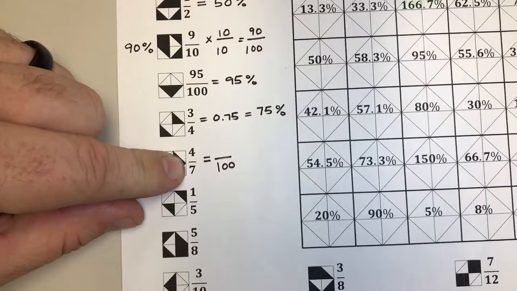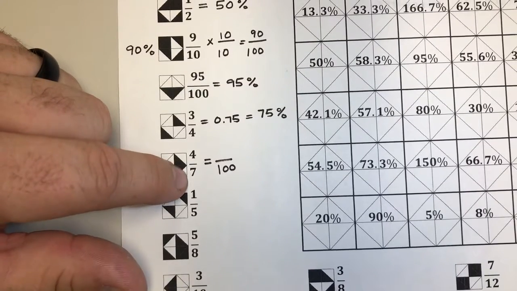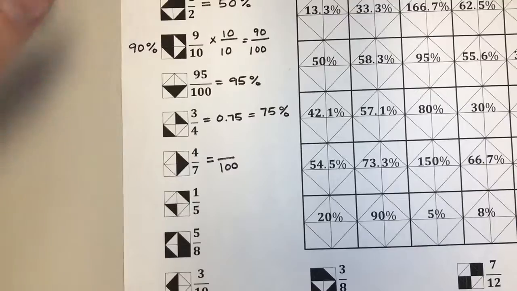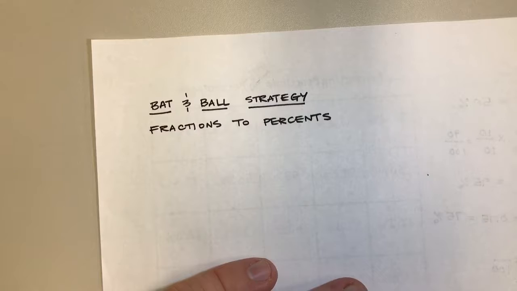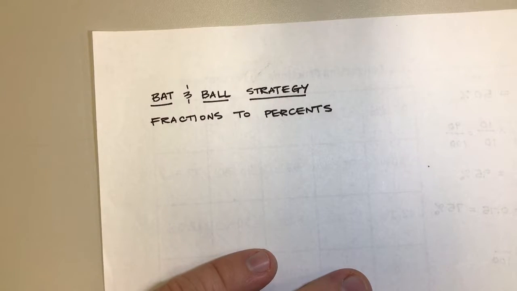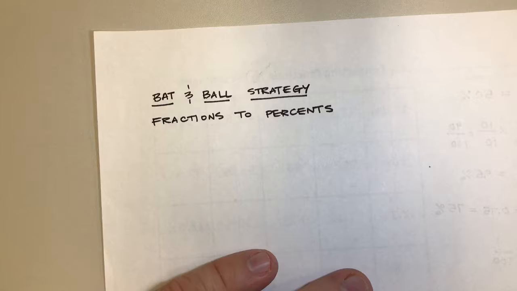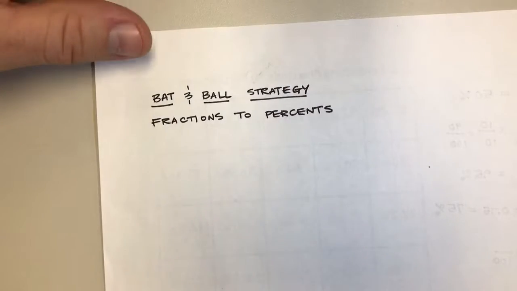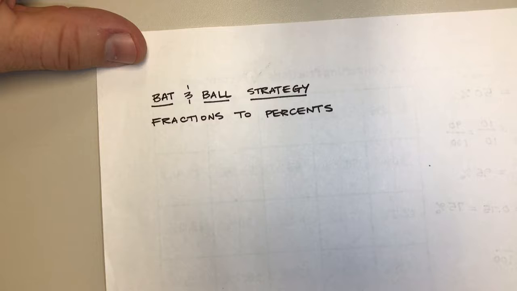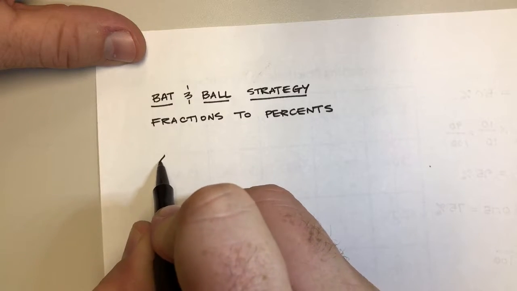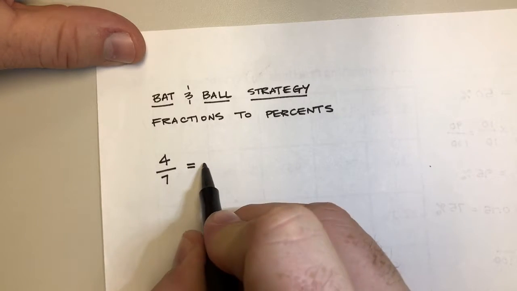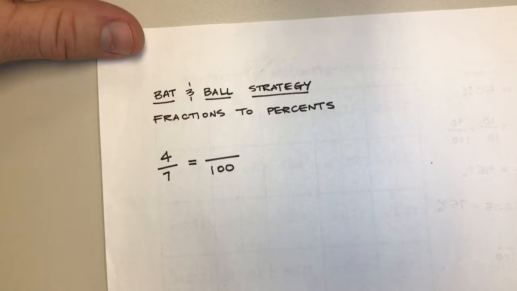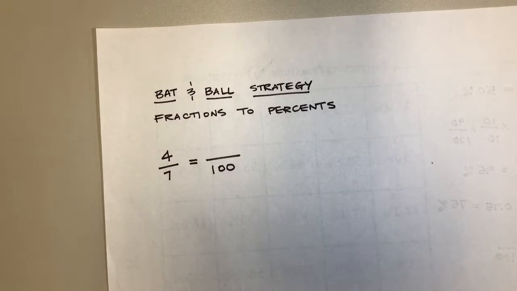For these types of fractions where the denominator is more difficult to get to 100, we're using for now the bat and ball strategy to get fractions to percents when they are like that. So here's a demonstration of that strategy, and it works with any fraction that you need to find a percentage of. The example we were talking about was 4/7, and we wanted to make it equivalent to a fraction with a denominator of 100, because that way we find the percentage very easily.